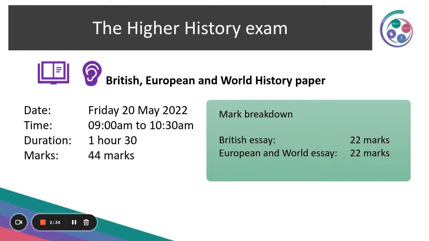So the mark breakdown, you will answer 1 British essay worth 22 marks and 1 European and World essay worth 22 marks. You cannot do 2 British essays. You have to pick 1 from each section. If you do pick 2 British essays, the maximum marks you will get is for 1 essay, and it could be up to 22, but just make sure that you do 1 British essay and 1 European and World essay.